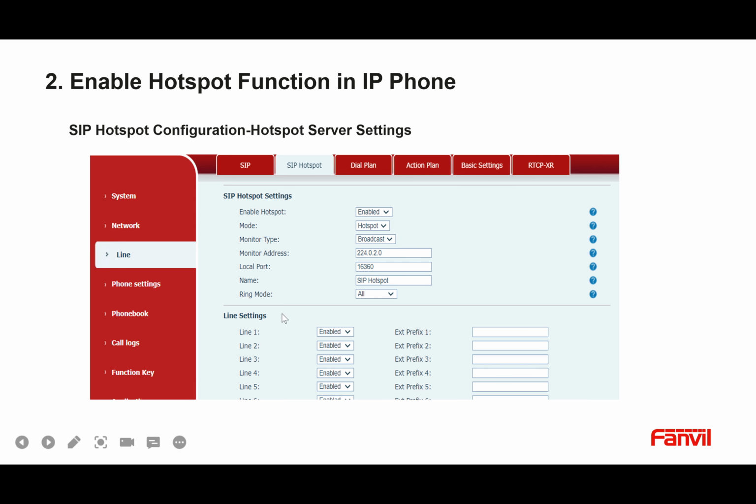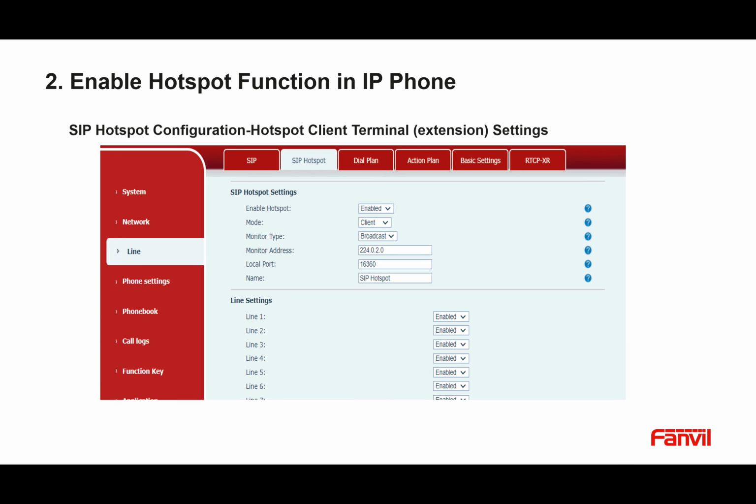Ring mode. Both: the extension and the host ring. Extension: only the extension rings. Host: only the host rings. Line setting. Set the associate SIP hotspot function to the corresponding SIP line. When a SIP hotspot client is connected, the connected devices will be shown, that is, the devices currently connected to the SIP hotspot and the corresponding extension numbers.